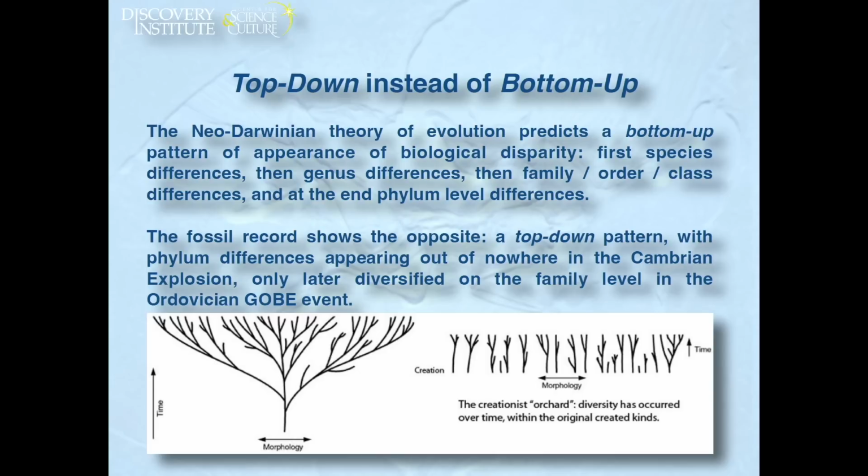But what we actually find is, in the Cambrian explosion, the sudden appearance of these different body plans of the different phyla out of nowhere, and then in the Ordovician afterwards, the diversification into different families. So we find a top-down pattern rather than the bottom-up pattern predicted by evolutionary theory. That should give evolutionists reason to pause. If a theory predicts the exact opposite of the empirical data that you find in nature, that should make you rethink your mechanism and your theory.